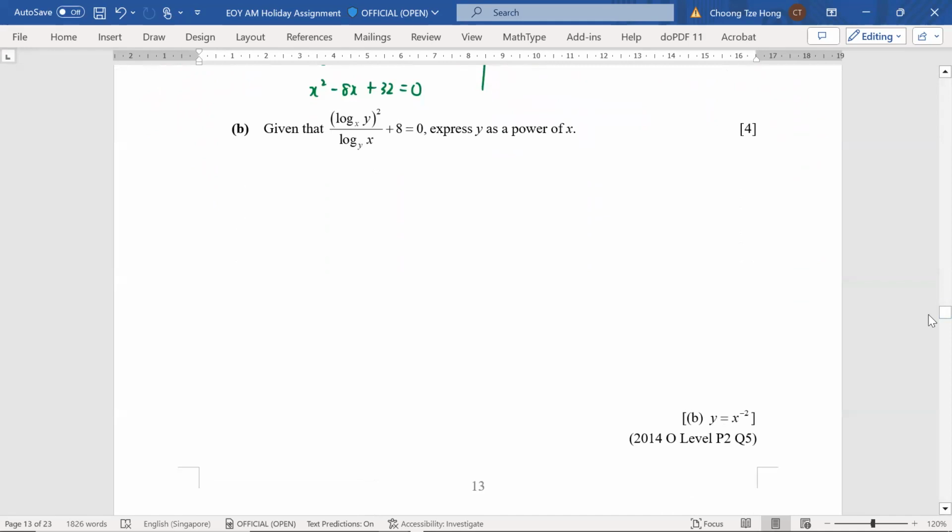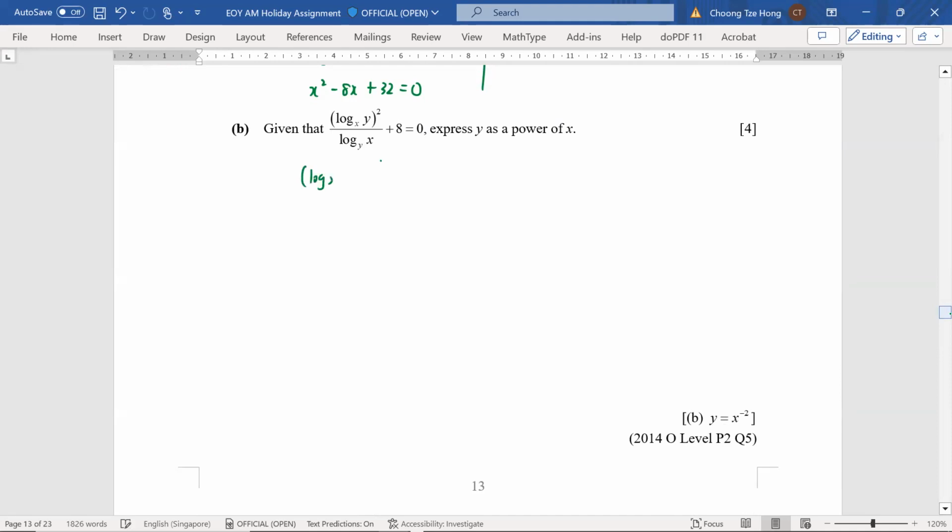Okay, let's move on to part B of the question. So part B, we are given that log base x of y squared over log base y of x, plus 8, equals 0. So express y as a power of x. That means now you need to show y equals x to the power of something. Okay, so let's try to solve this particular question.